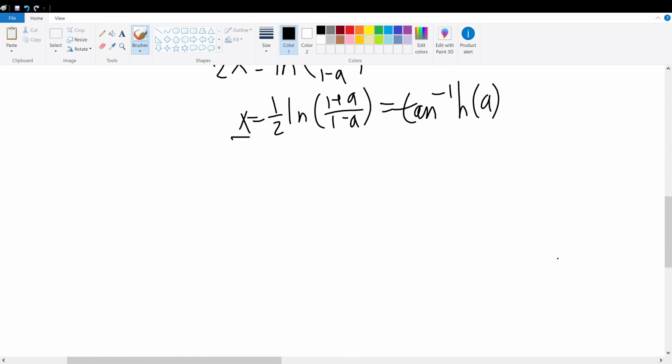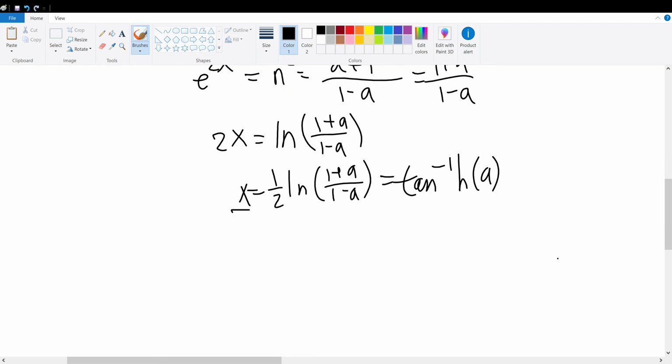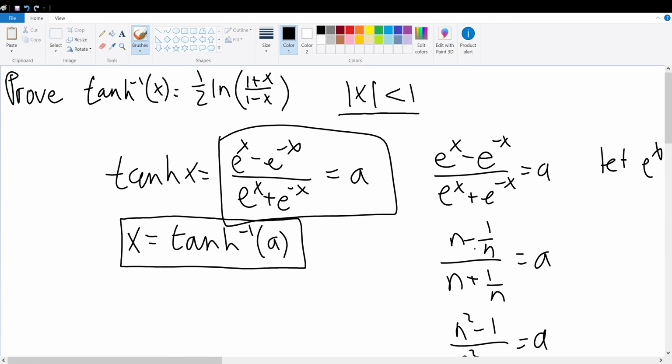So if we go back to our previous proof, a has to be less than 1 and greater than negative 1. We can rewrite this to be the absolute value of a is less than 1, hence proving our equation that the arc hyperbolic tangent of x is equal to half times the natural log of (1 plus x) divided by (1 minus x), with x's range being between negative 1 and 1, or the absolute value of x is less than 1.